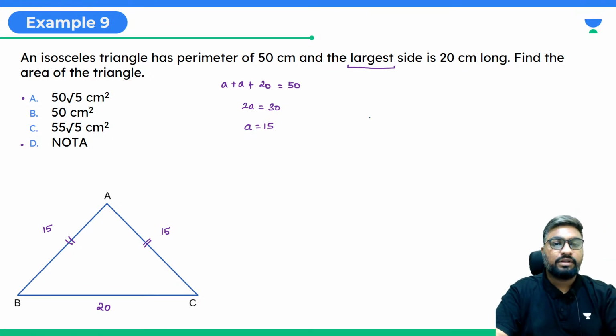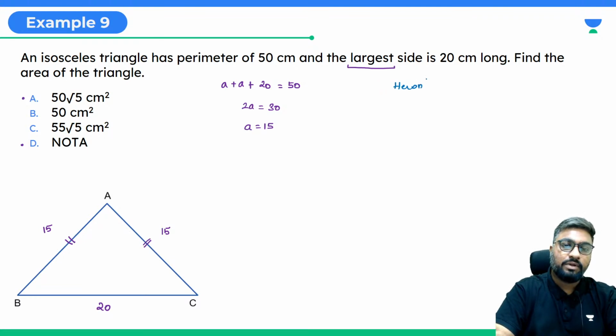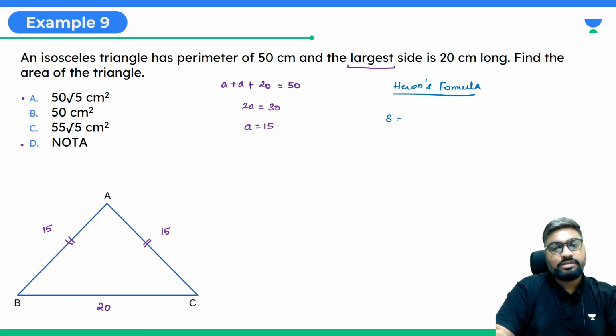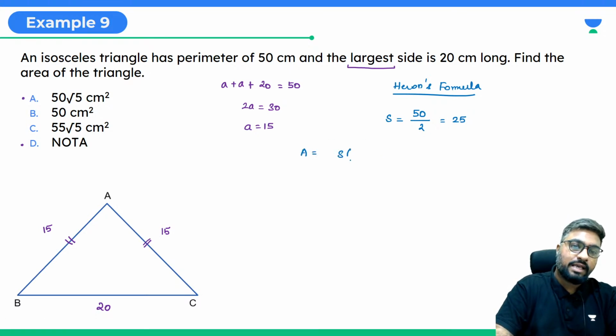Do not go for the isosceles triangle ka area formula, it's pretty irritating. Instead go for Heron's formula, right? So according to Heron's formula, first let's find out the semi-perimeter. They've given that the perimeter is 50. So 50 by 2, 25 is the semi-perimeter. So area of this particular triangle will be what? S into S minus A into S minus B into S minus C, the whole root.